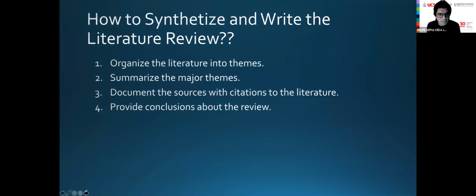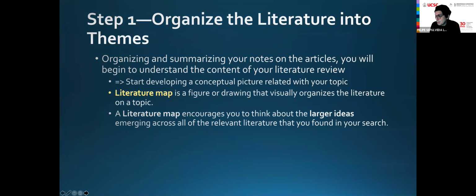Now, we're going to review these four steps that you can use to start organizing and writing your work. Step number one is to organize the literature into different themes. When you start collecting all your material, it's very important that you start organizing and summarizing it. And this first step is going to help you put all that information in order and start thinking in the order that you're going to present your information.